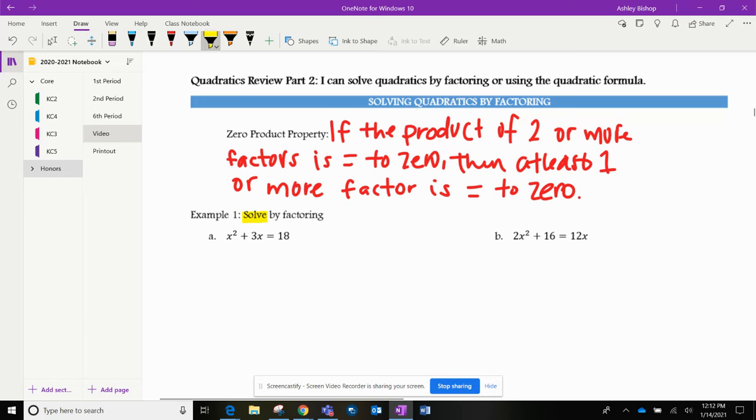First, though, I need you to pause the video and write down the zero product property because I'm going to read it and then I'm going to move on. What we're going to do today is made possible by this product property. So if the product of two or more factors is equal to 0, then at least one or more factor is equal to 0. And I'm going to do the example first, and then I will show you where this comes into play. So we will zero back to this.